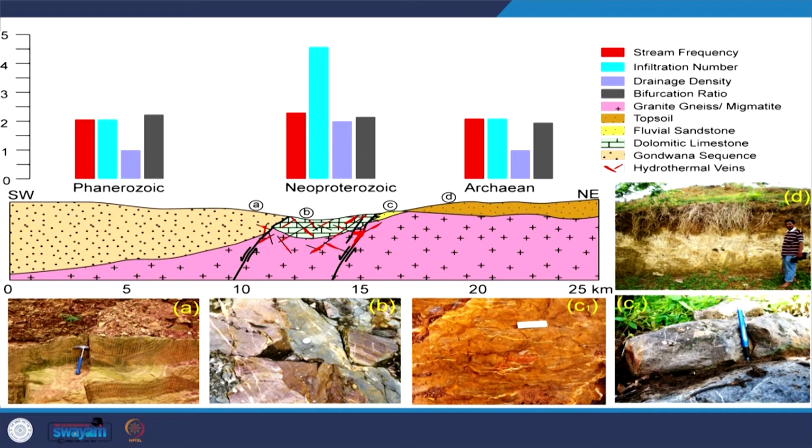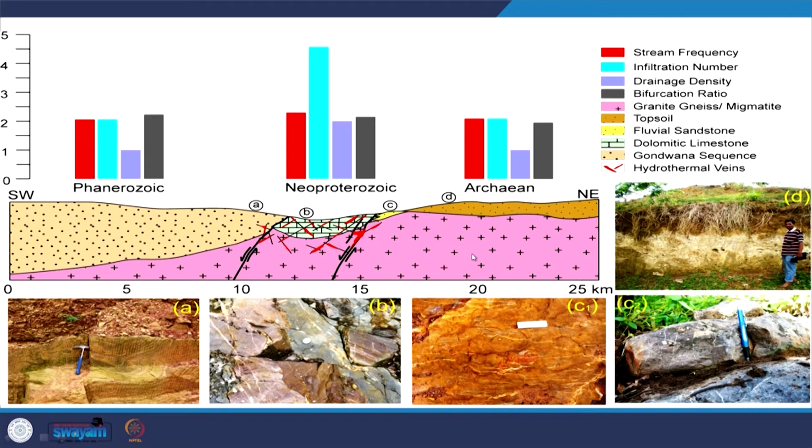For example, you can see these bar diagrams showing the stream frequency, infiltration number, drainage density and bifurcation ratio of different streams of this overall area. This is Gondwana sandstone, which is Phanerozoic, and in between there is a limestone patch which is highly fractured because it is a fault zone, and the fracture planes are filled with hydrothermal fluid deposits like calcite and quartz veins.